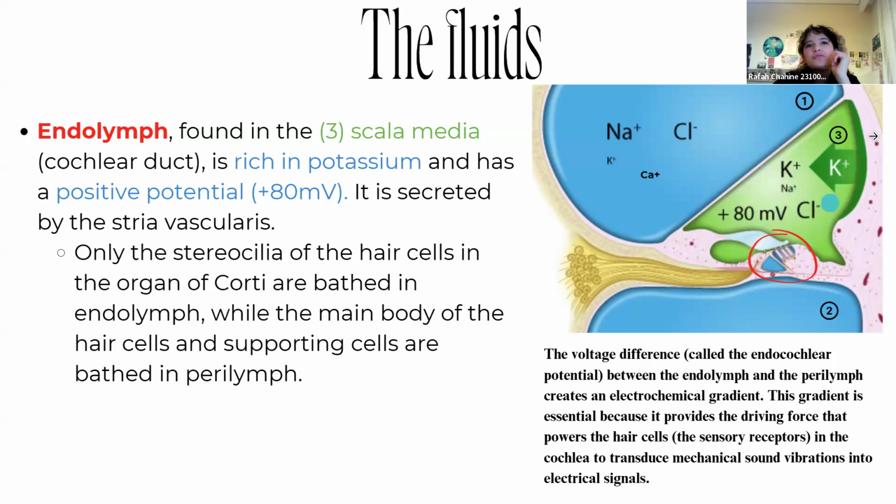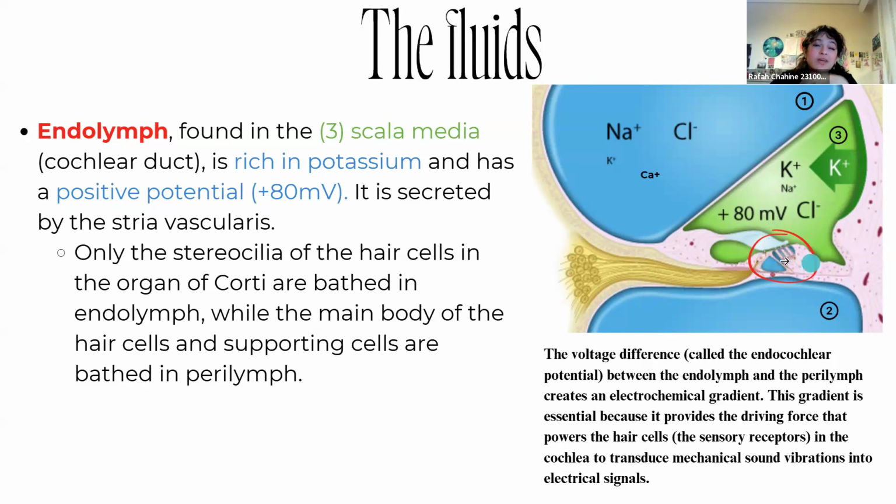Now, you see these cells over here? These cells are the ones that I mentioned previously, the stria vascularis. They are important, okay? Because they're the ones that secrete potassium, and they make that net positive charge of the endolymph, okay?